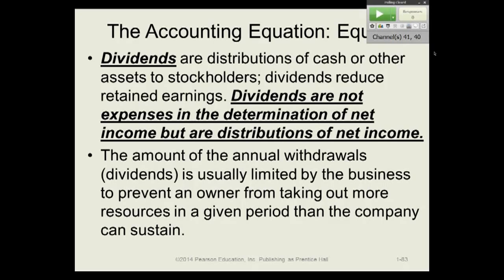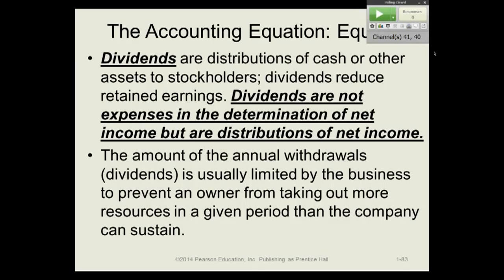In fact, if you go to the next slide, dividends are a distribution of cash or other assets to stockholders. It's a return to stockholders. It reduces retained earnings. Dividends, again, are not expenses, but they are distributing income. They don't determine income. The amount that we actually distribute will depend on earnings.